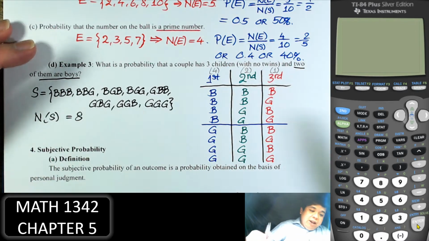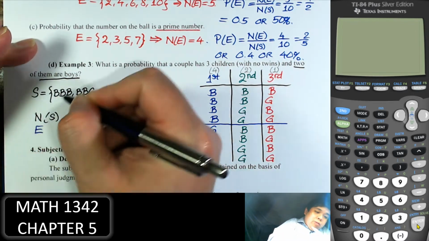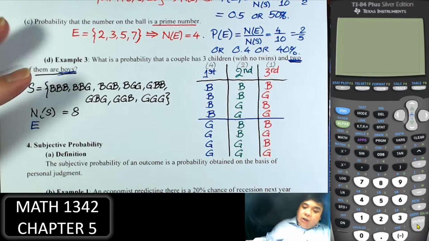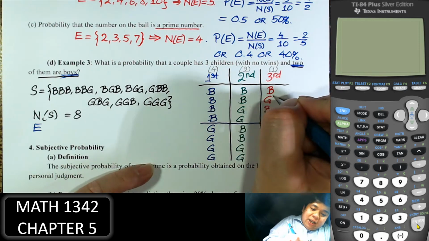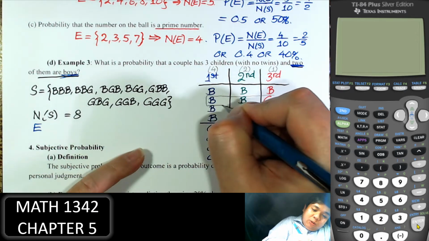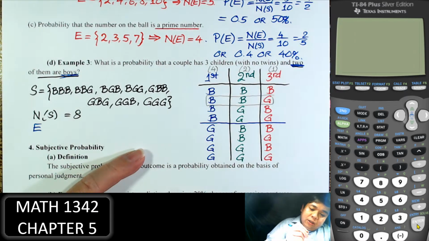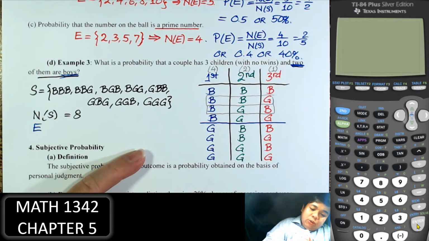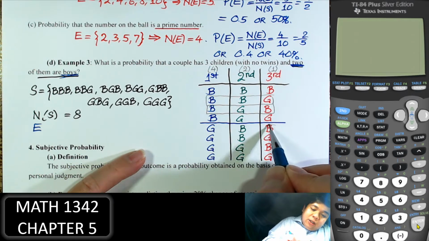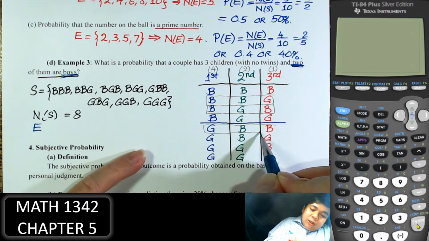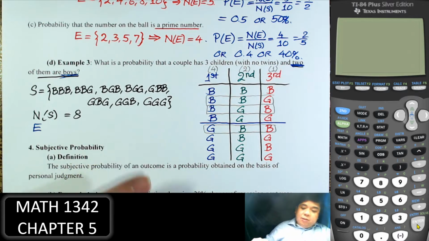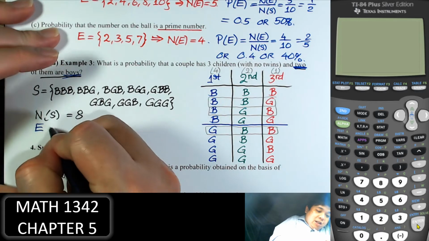Now the event is that 2 of them are boys, so 2 boys. So we look over here for exactly 2 boys. This is 1, 2 boys, 2, not that, this, not that, not that, not that. So there are 3 of them, and let's list them.